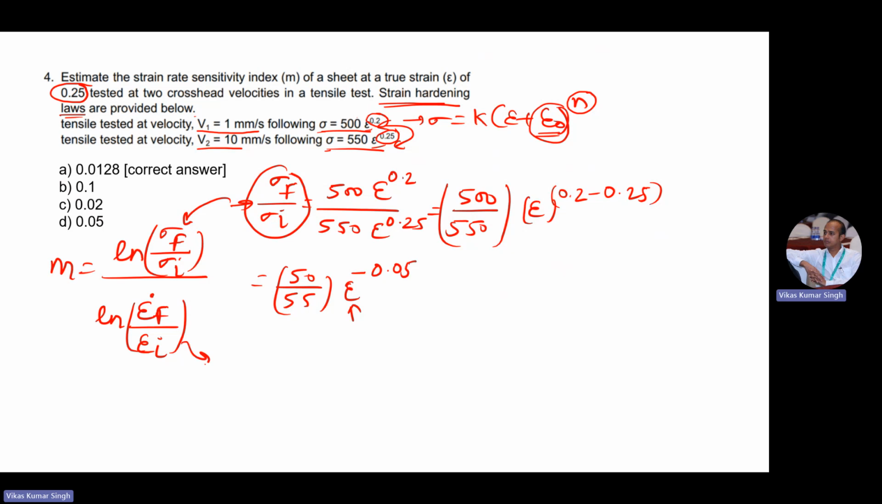So now coming to here, nothing is to be done. Same thing like what we did in the previous problem, v initial by v final by v initial, and these two are given, 1 and 10. Okay, so I'm just writing here once again, epsilon dot equal to v by l naught.